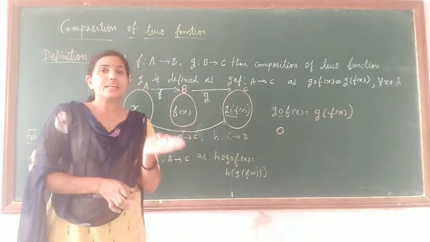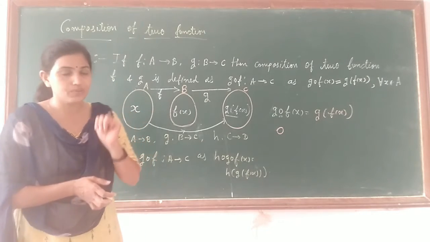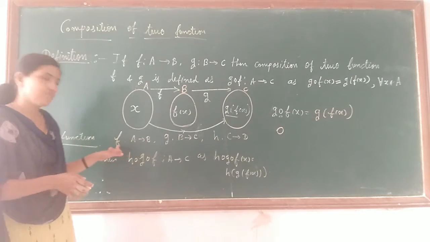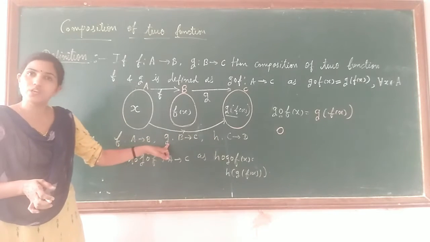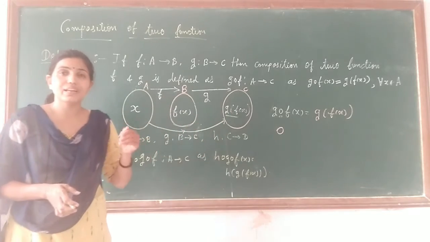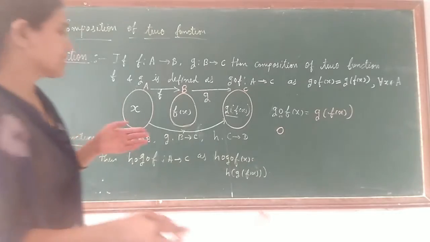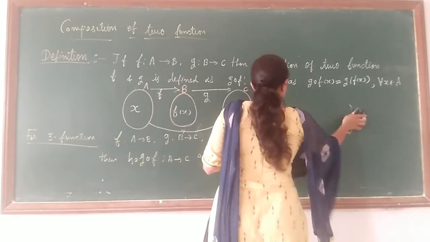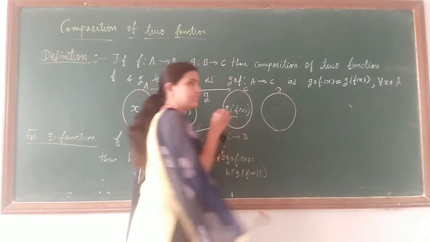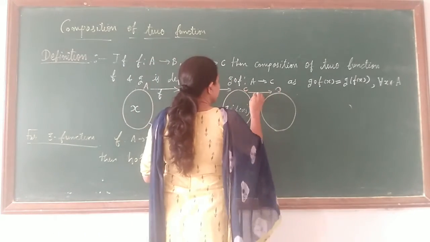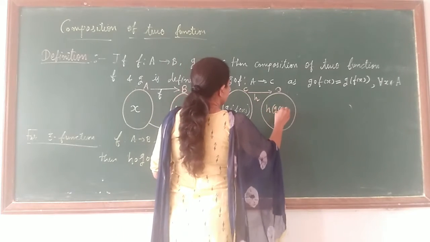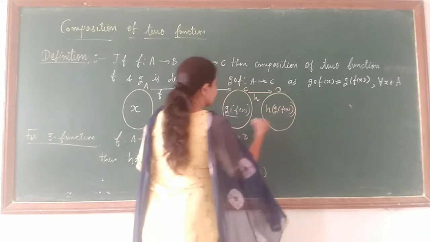Now let me see what happens when we consider three functions. Here I have taken f, g and h. f is a function from A to B, g is a function from B to C, and h is a function from C to D. Then how do we define it? I am expanding here the third set, D. Now C to D is the function h. How will the element go here? h of g of f of x.